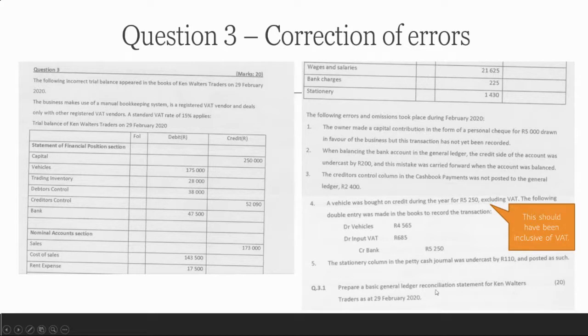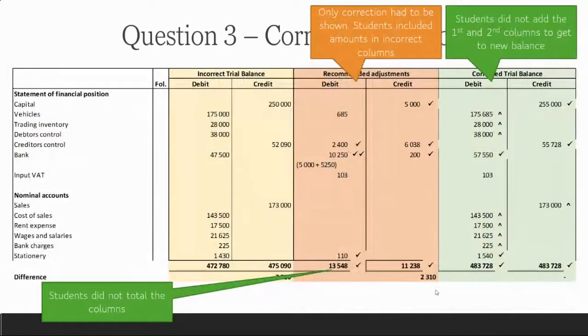Now prepare a basic general ledger reconciliation. What a general ledger reconciliation is, we're taking the opening trial balance, we're correcting the errors, and we get to the new trial balance. So let's quickly see what it would have looked like. You initially had the incorrect trial balance, which they gave you. Then there was a difference here at the bottom that you can't see now. Let me quickly see if I can just open the Excel.